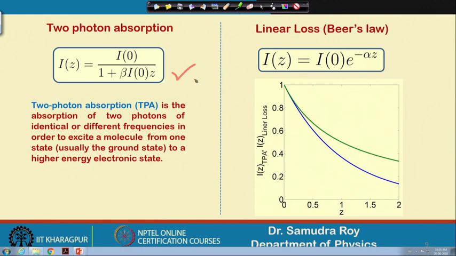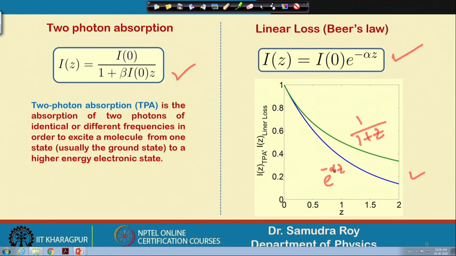But we also know the linear loss rule, which is normally called Beer's law. In Beer's law we have an expression like this, which is exponential decay. Now if I compare these two decays, in both cases the intensity is decaying. It should be something like this. Here this is the exponential decay, which is a little bit faster, and this is corresponding to 1 divided by 1 plus z. This is the decay.